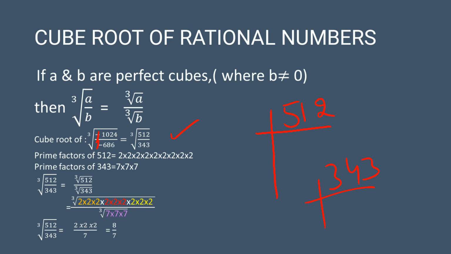Okay, make the prime factors of 512 like that, and then make the prime factors of 343. In a similar way, you will get 7 into 7 into 7.